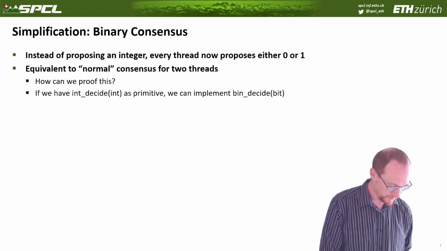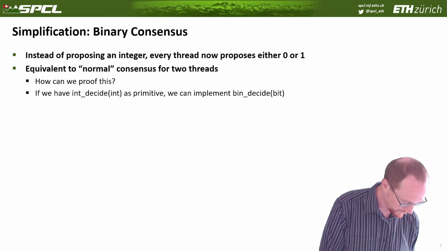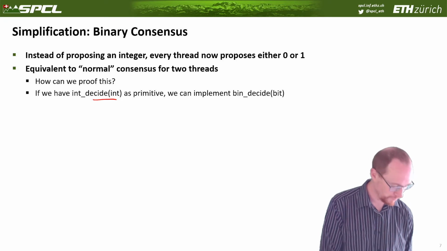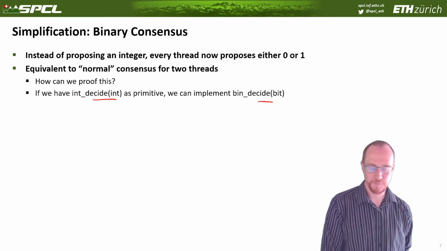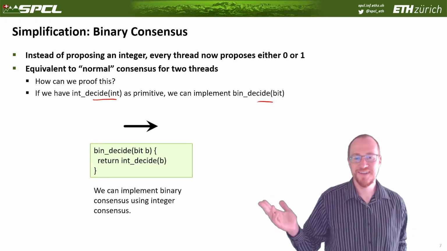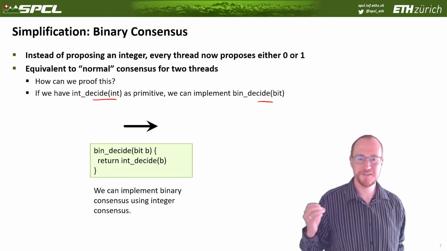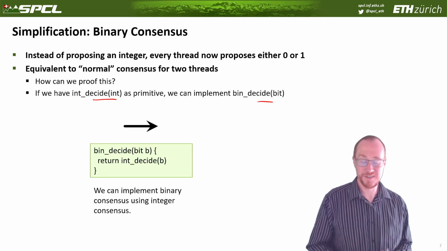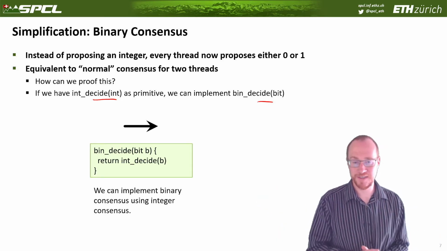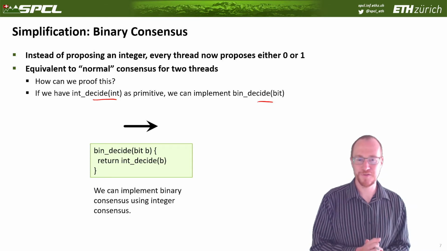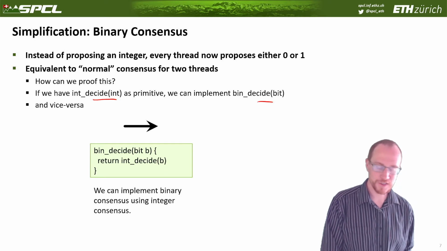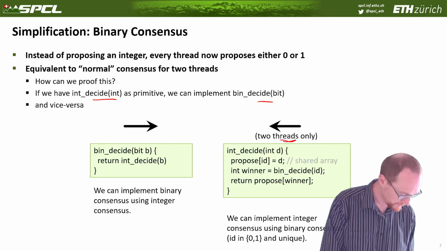So I show you first that if we have an integer wait-free consensus protocol, then I can easily implement a binary wait-free protocol, which is extremely simple because basically a binary is a special integer. A binary is a one-bit integer. Right? So it's either 0 or 1. So if I have an integer decision routine, I can just call it with a binary and it'll just work, because if it works for an integer, it works for a binary, because a binary is an integer.